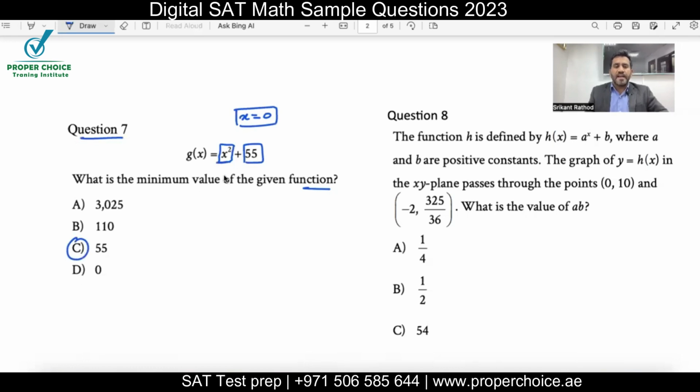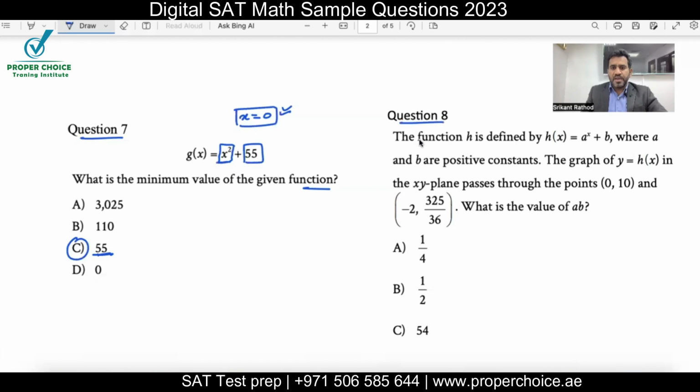As I told, regardless of whether you take a value of x as positive or negative, x is getting squared, so that result is always positive. And this function has its minimum value only when x is equal to 0, and that is 55. If you take x as 1, 55 plus 1 squared. If you take x as 10, 55 plus 10 squared. If you take even x as negative 100, 55 plus negative 100 squared, which gives a positive value, and so on. So the right choice is option C.